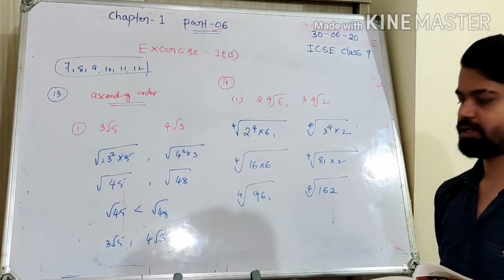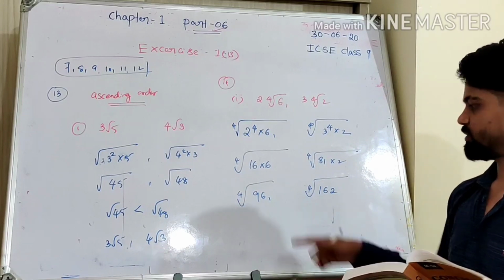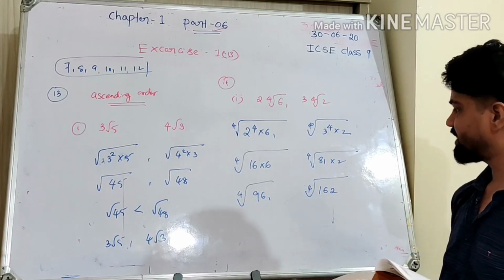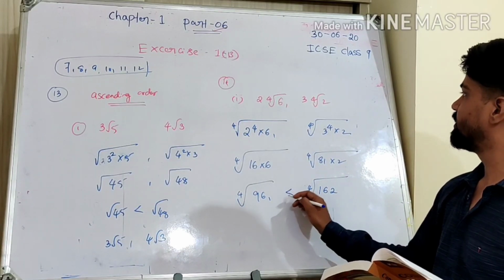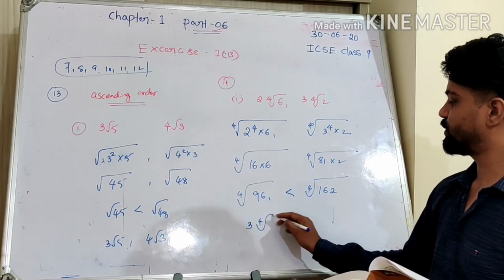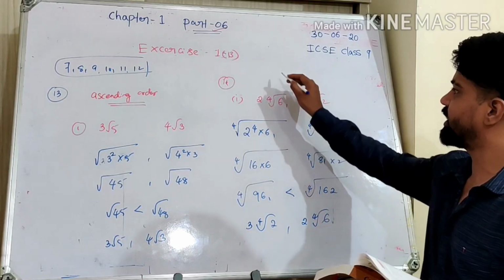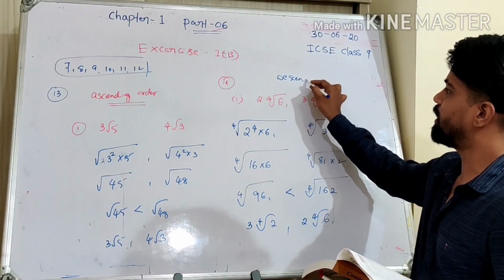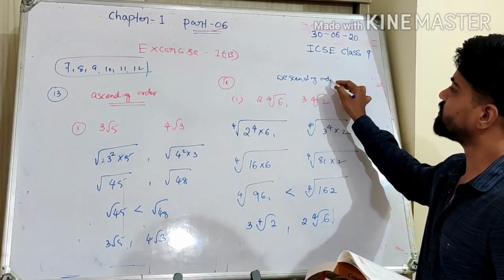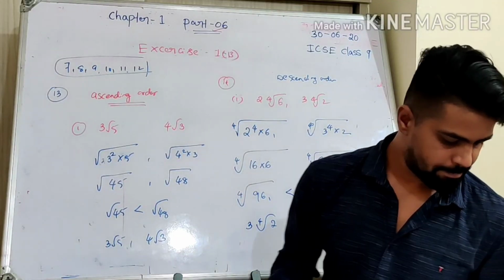So which one is greater here? 162 is greater. So that means what? We have to write in the descending order. So that is the reason we can say 3 4th root of 2 first and then 2 4th root of 6. So we are writing in the descending order. Okay.